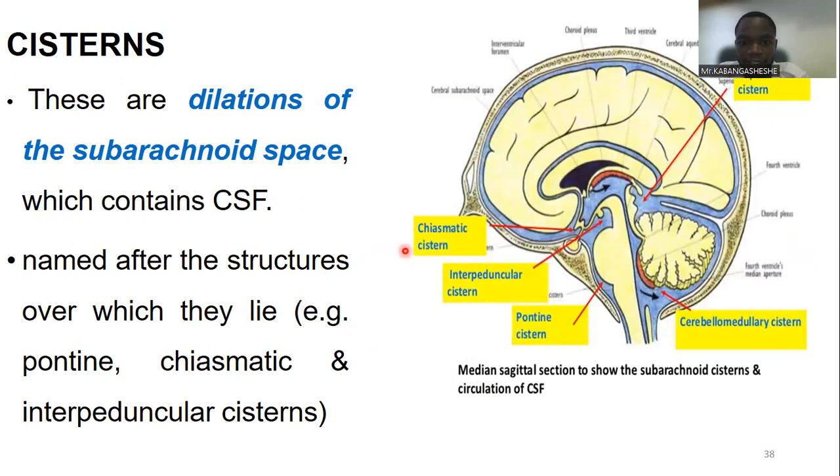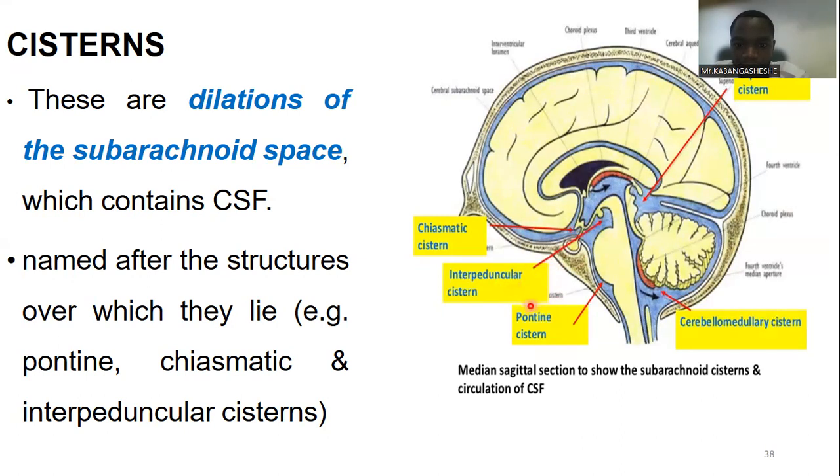All right. So you can see the chiasmatic cistern. This is the optic chiasma, where the optic nerves cross each other. Left and right, they are sending branches from each other and crossing to go to the opposite side. So we call that the optic chiasma. We'll discuss more about the optic chiasma when we discuss the eye in detail.